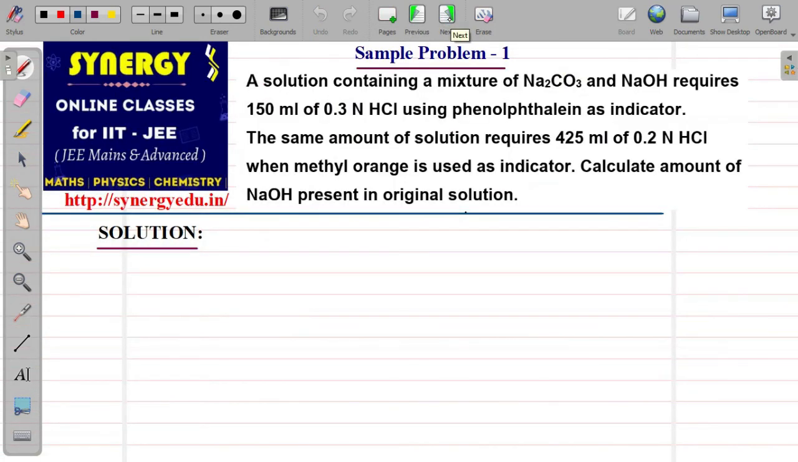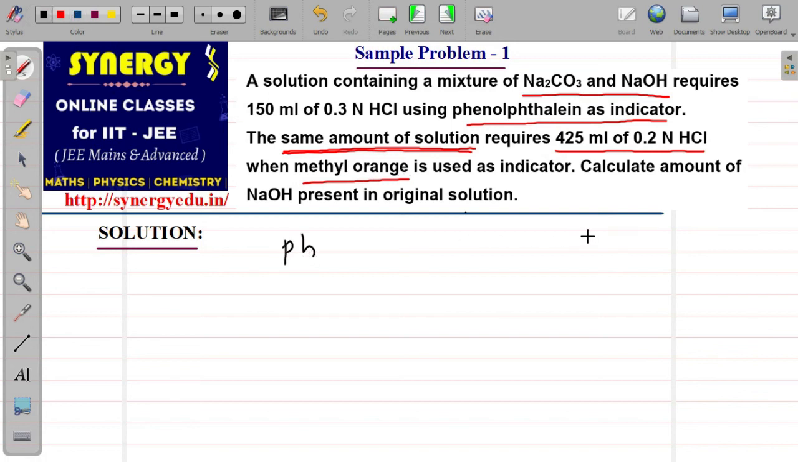In the second model, as you see here, there is a solution of NaOH and Na2CO3 with phenolphthalein, and using phenolphthalein they are titrating first. But see here, with the same amount of solution, they are not adding methyl orange to the first beaker. They have taken the same amount of solution as the original one, and now they are saying it requires HCl when methyl orange is used as indicator. So in this case, again double titration, but it's a second model question.